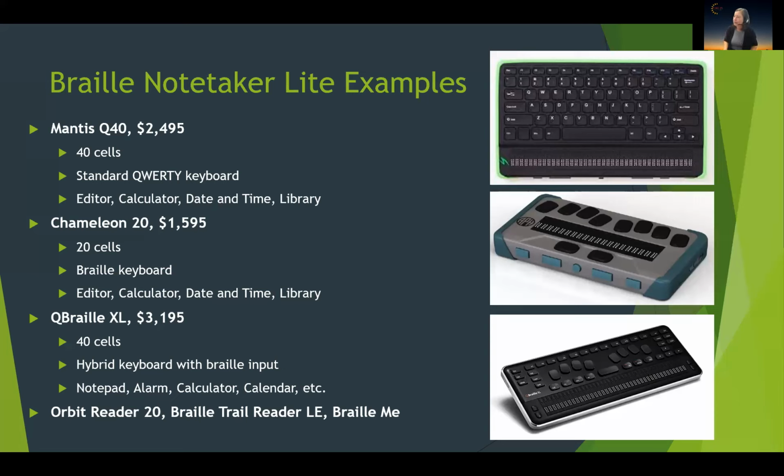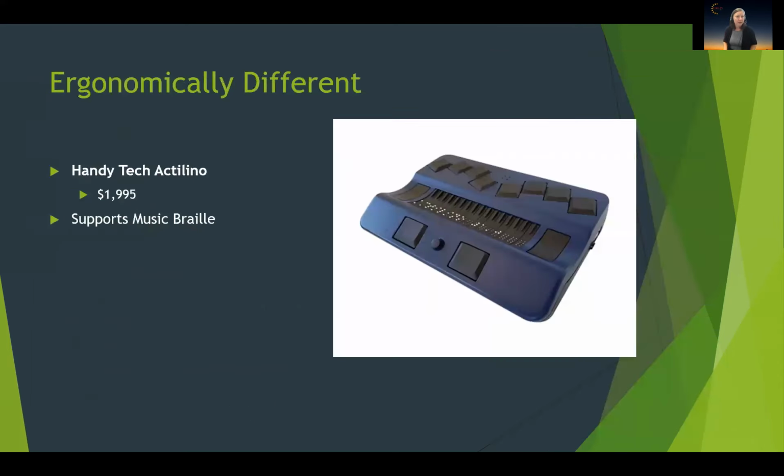Thank you, Liz, for verifying. The Braille Trail reader has 14 cells. So those are some examples of Braille note taker lights.